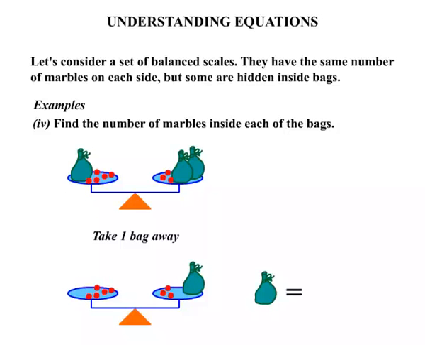Now what else can we take away to simplify things? Well, if we're thinking about taking away 3 marbles, you're right. We get the 3 marbles away from both sides. We are now left with a balanced scale, telling us that really one bag is equivalent to 2 marbles.